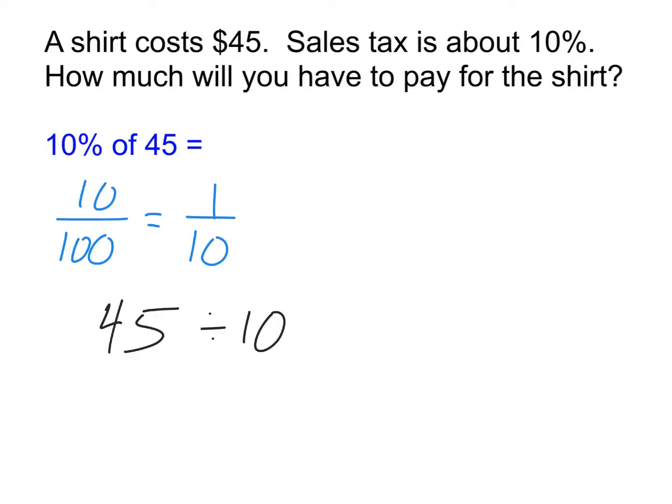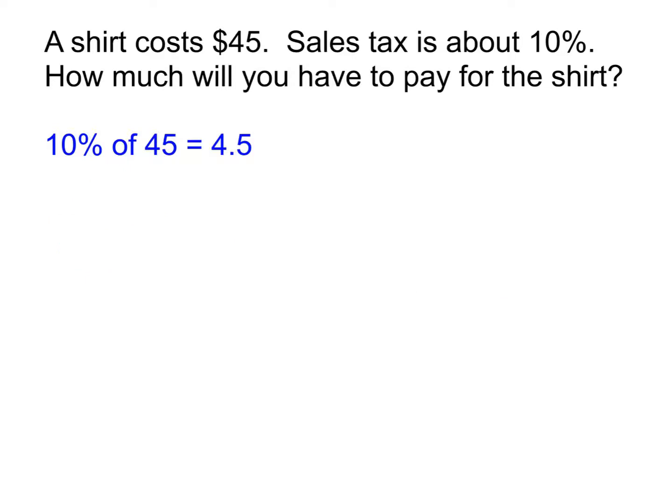The trick that we can use is we take our decimal. I'm going to take my 45, and the decimal that's on the end of that, because it's 45.0, and I'm going to move the decimal one place to the left. If I move that one place to the left, that gives me 4.5. So 10% of 45 is 4.5. That's the quick and easy way to get 10% of a number.